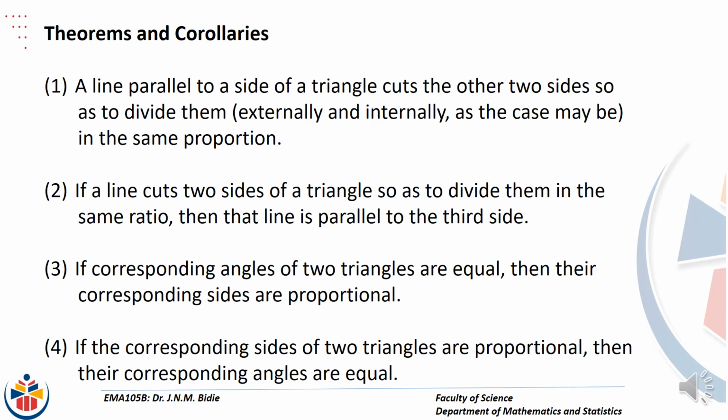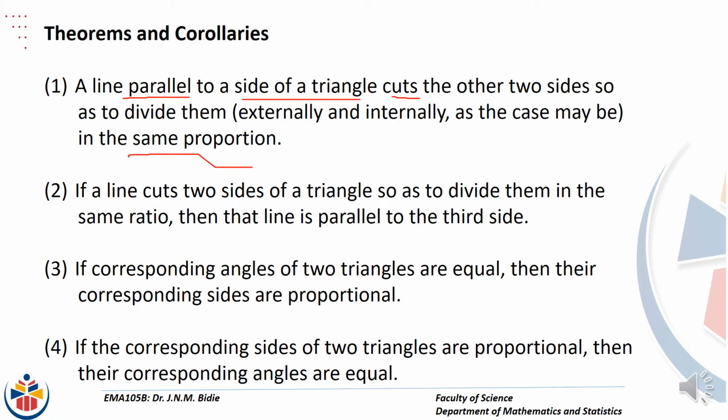Then we've got theorems and corollaries based on the definition. You need to recall that if you've got a line that is parallel to a side of a triangle, and this line cuts the other two sides so as to divide them in the same proportion. So this line that is parallel to the third side cuts the other two sides in proportion. This number 2 is the converse of number 1.